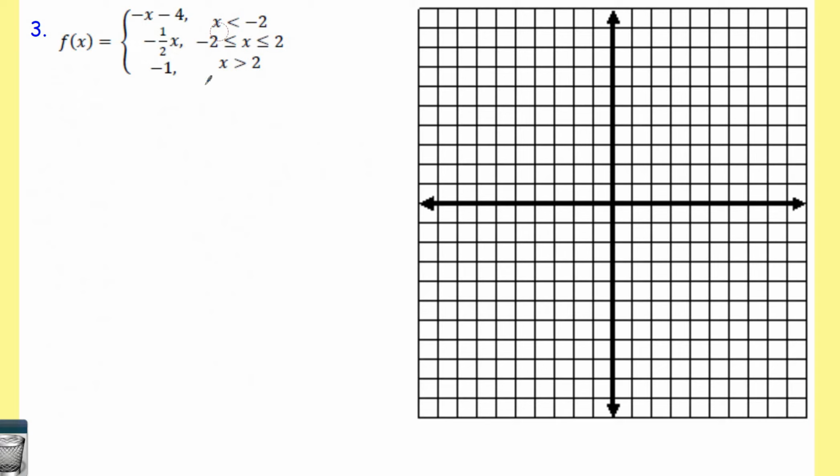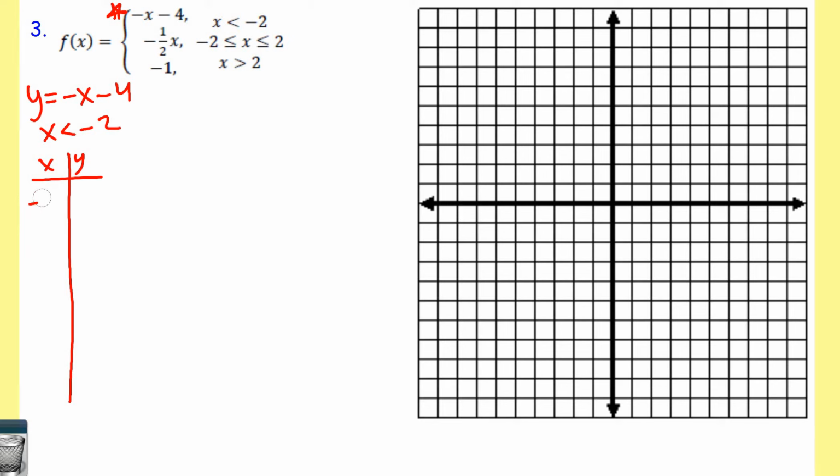Now we have three lines, so we're going to have three equations. So I'll start with the top one, y equals negative x minus 4, everywhere where x is less than negative 2. So we plug things in. Everything's smaller than negative 2, so open circle there. Keep going that way. So we plug in negative 2, and we should get negative 2.